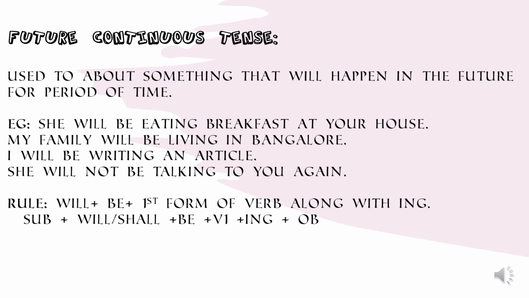My family will be living in Bangalore. I will be writing an article. She will not be talking to you again. So these are the sentences related to future tense. They tell us about something that will happen in a future period of time. Got it? Rules: will plus be plus first form of verb along with ing. It's an easy way. We always use subject plus will or shall plus be plus verb first form plus ing plus object. Understood?